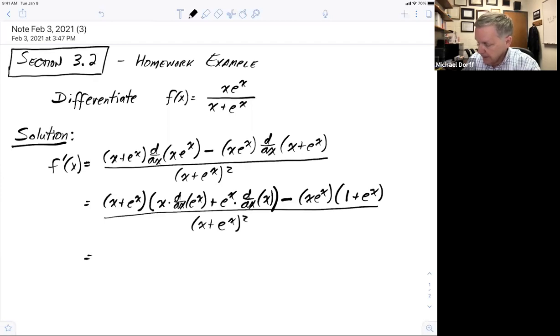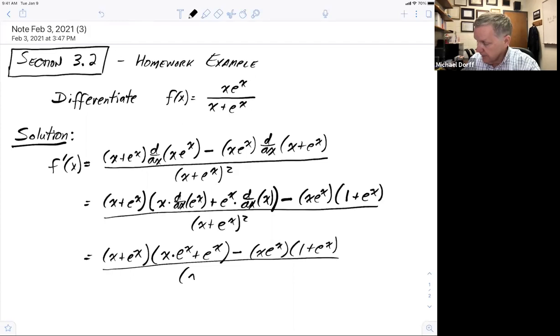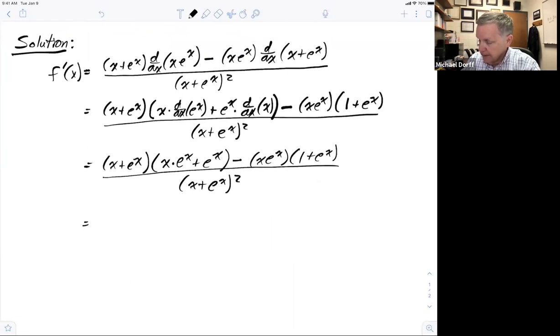All right, and so then again on the top we have x e to the x. Now simplifying the next part, we have x times the derivative of e to the x, which is just e to the x, plus e to the x times the derivative of x, which is 1. So 1 times e to the x will just be e to the x, minus x e to the x times 1 plus e to the x divided by the denominator. All right, now we're going to have to multiply these terms together.